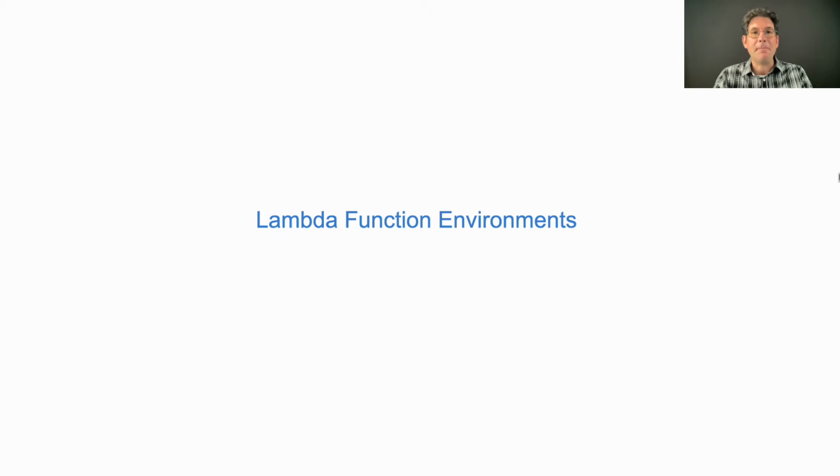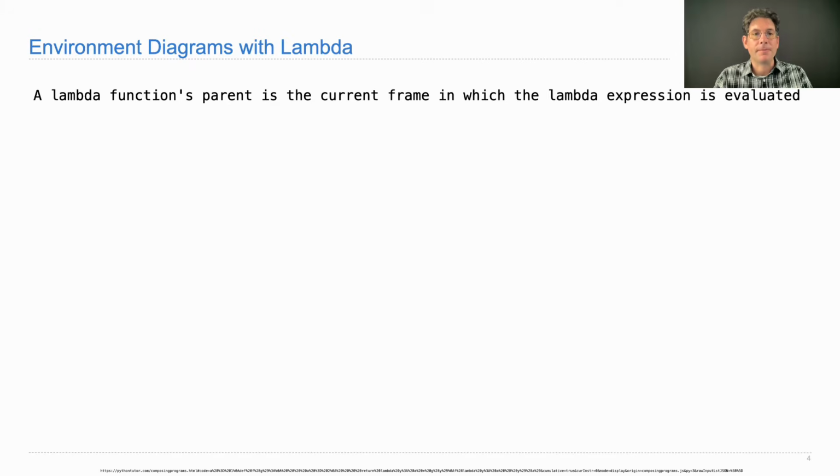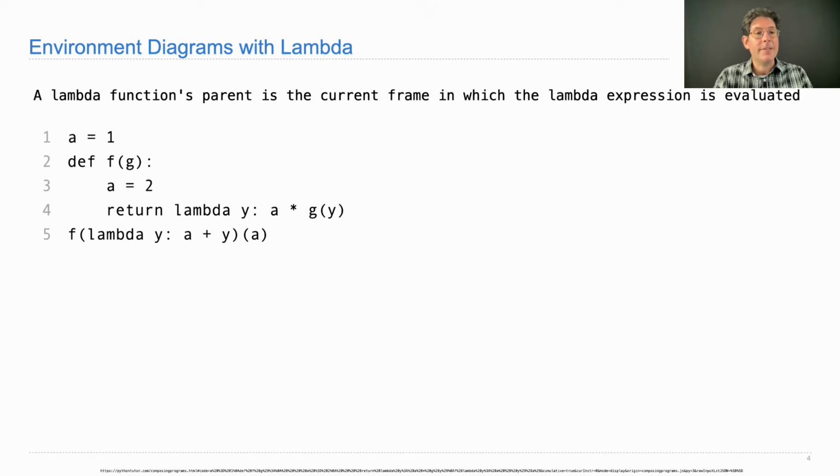Let's look at an example of an environment diagram that includes lambda expressions and lambda functions. A lambda function's parent is the current frame in which the corresponding lambda expression is evaluated. So here's an example where we set a equal to 1.